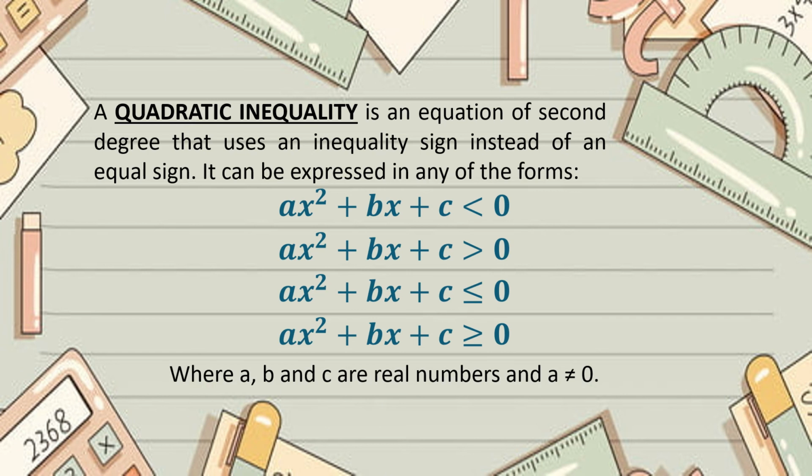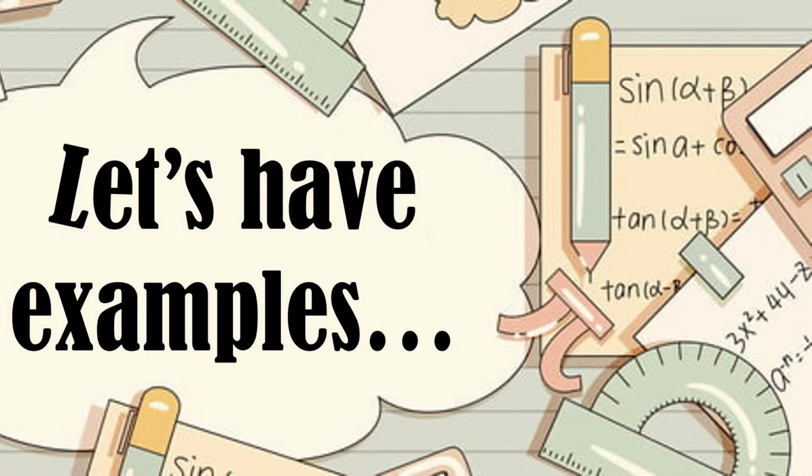Where the values of a, b, and c are real numbers. And a must not be equal to 0 because if a is equal to 0, then it will become linear. We can now proceed with examples.